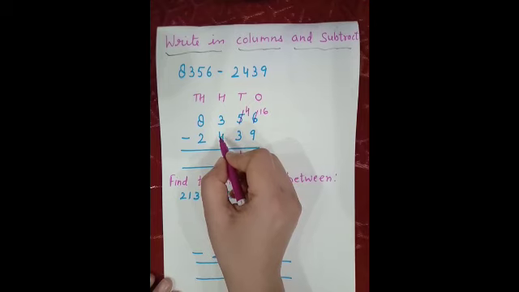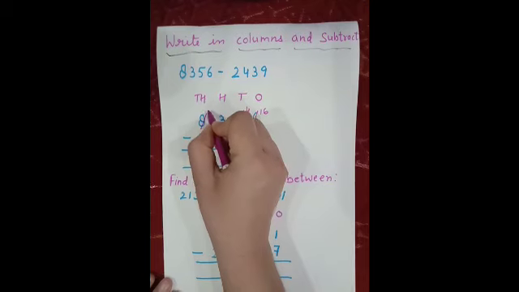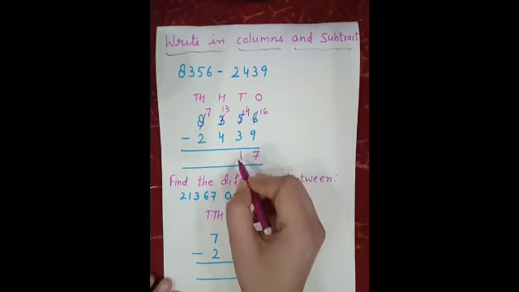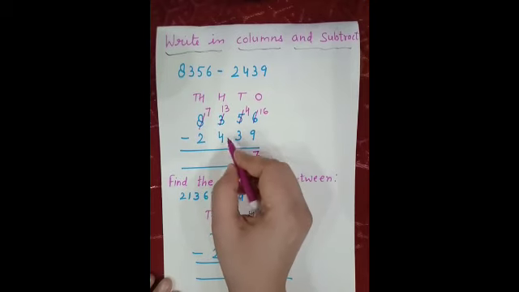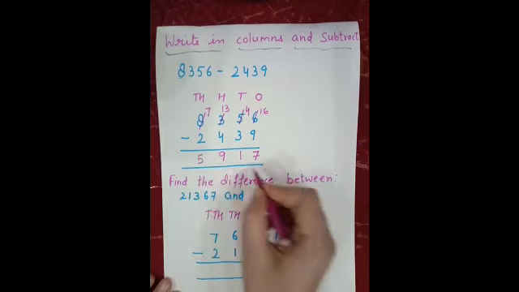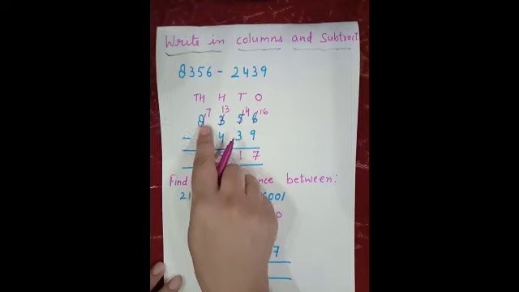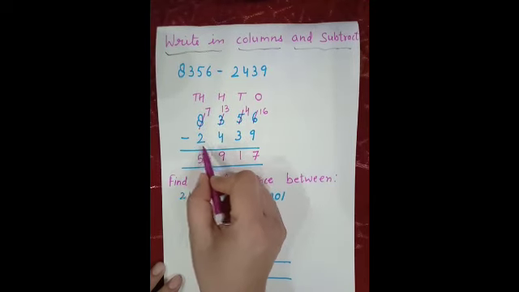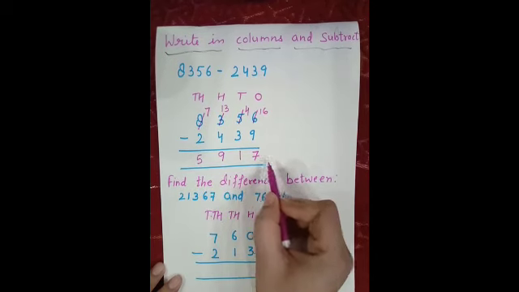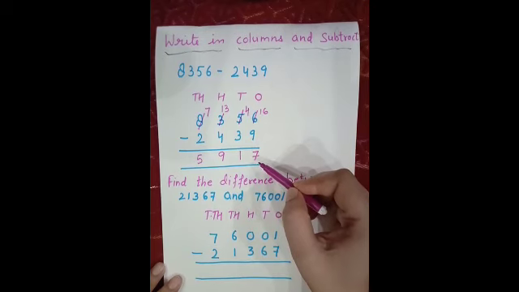Now we cannot subtract 4 from 3. So again we will borrow. So this 8 will get decomposed and become 7, and this 3 at the hundreds place will become 13. Now 13 minus 4 is 9, and 7 minus 2 is 5. So the answer which we have got is the difference. So 8356 minus 2439 is 5917. This is how we have to write the sum in column form and then find the answer.